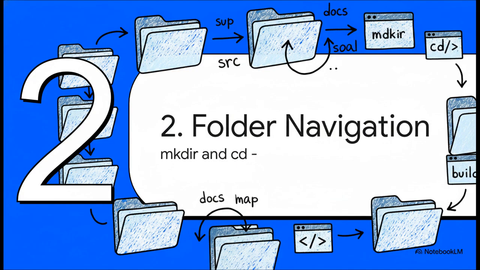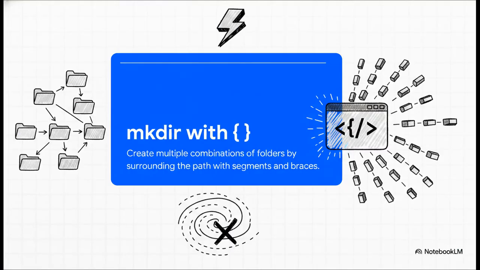Moving on to Section 2, Mastering Folder Navigation. Let's start with one of the most common, annoying programmer pain points out there, creating complex directories. This first trick takes a super basic command and turns it into an absolute powerhouse. I'm talking about using mkdir to create multiple combinations of folders all at once. Instead of sitting there typing out every single directory structure one by one, you just surround the path segments with curly braces. That's it. You instantly bypass all that tedious manual creation of complex nested folder combinations. It's just one single command and the entire structure is built for you.